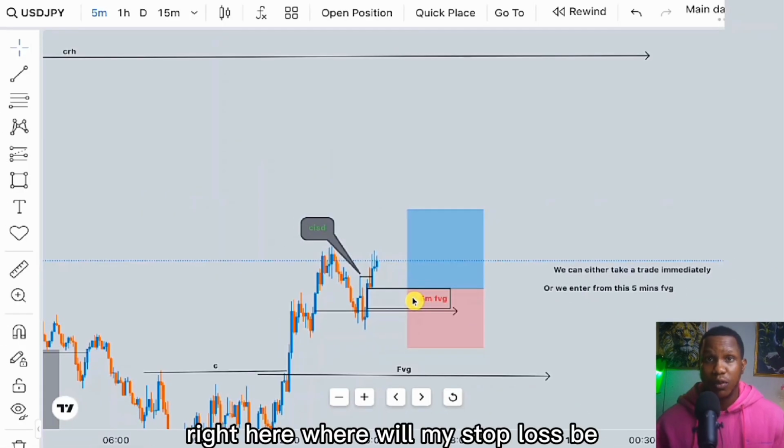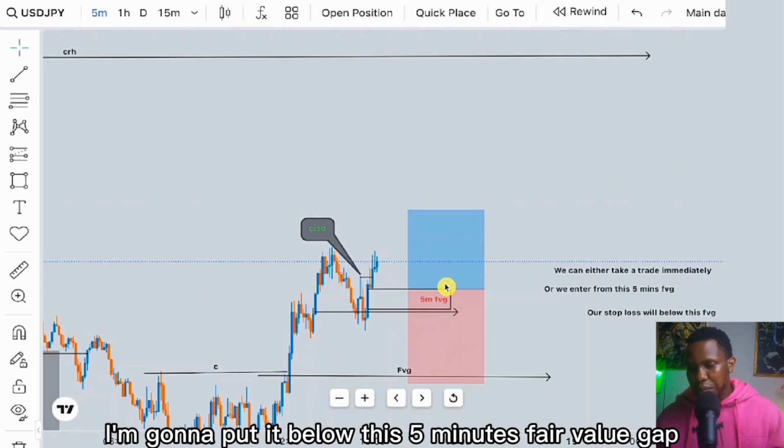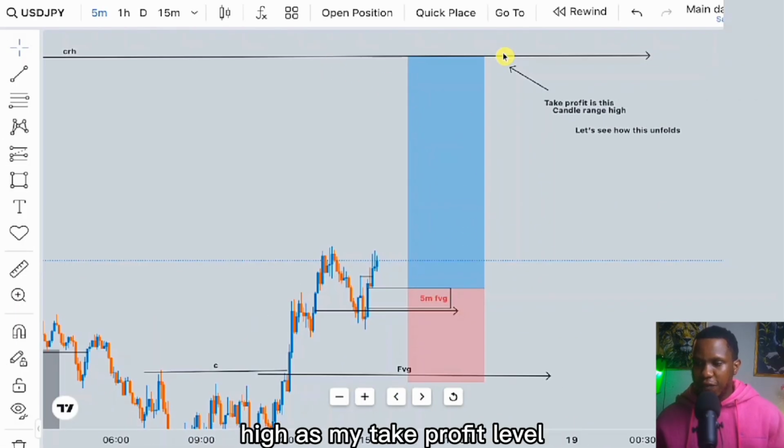Where will my stop loss be? Comment down below. If you picked here, you're wrong. I'm going to put it below this 5 minutes fair value gap. I'm going to target this candle range high as my take profit level.